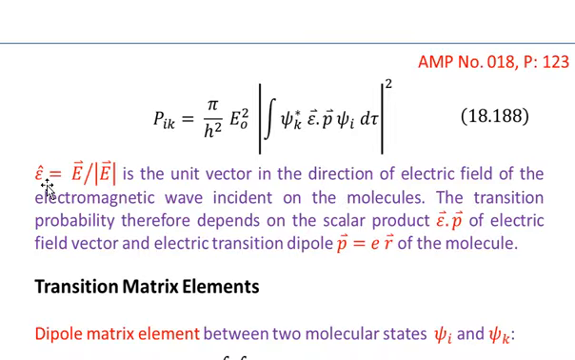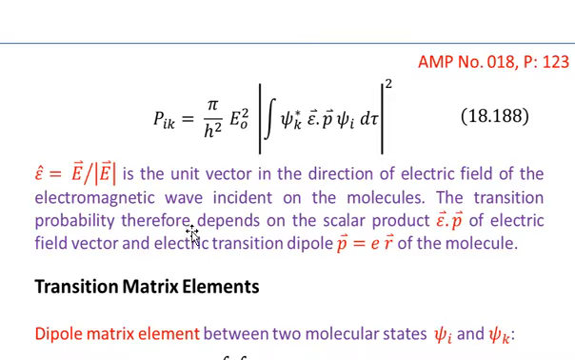E hat, which is the unit vector, is equal to the vector E divided by the absolute value, the magnitude, of vector E. So this E hat is actually a unit vector in the direction of the electric field of the electromagnetic wave incident on the molecule. This capital E is the vectorial form of the electric field which is incident on the molecule, and E hat is a unit vector in the direction of that electric field.